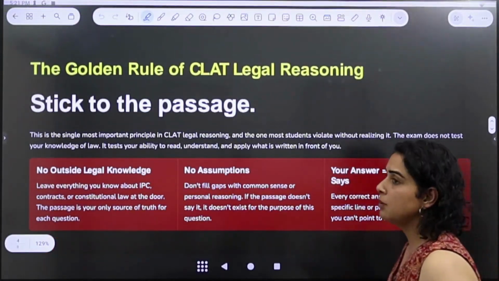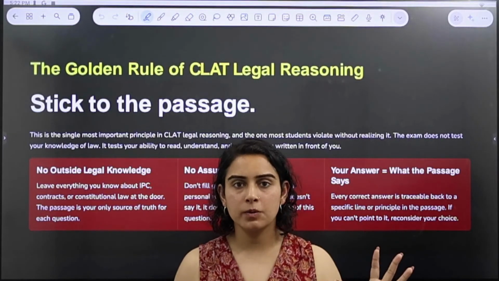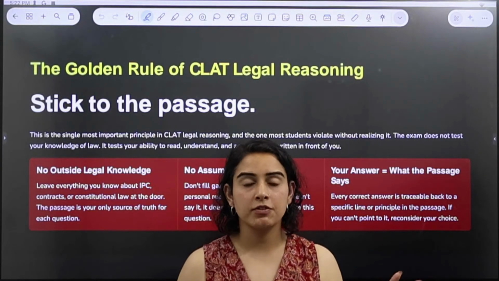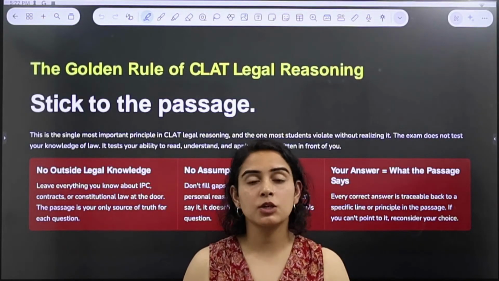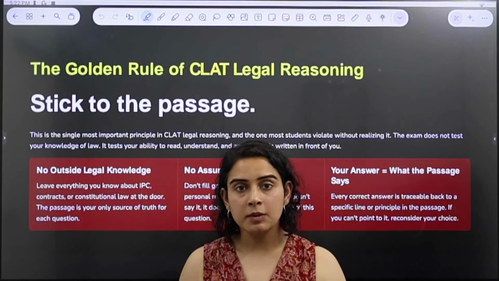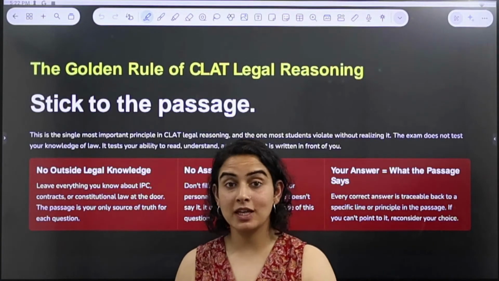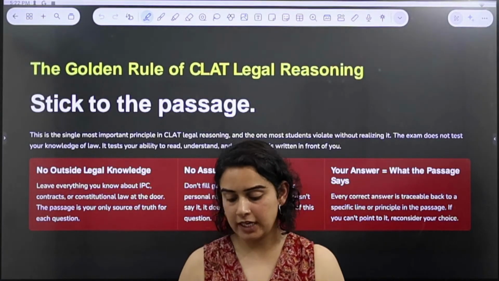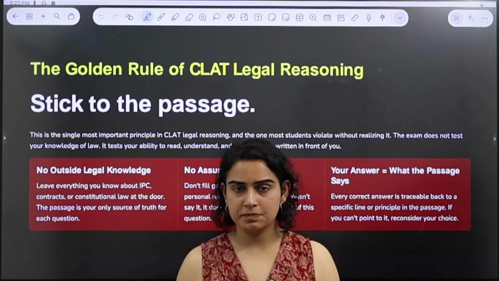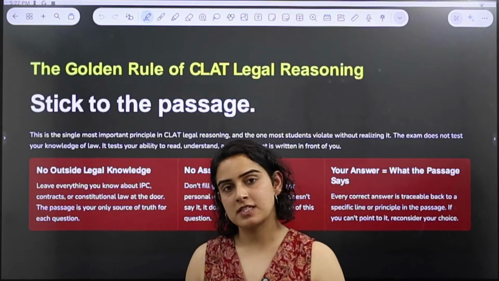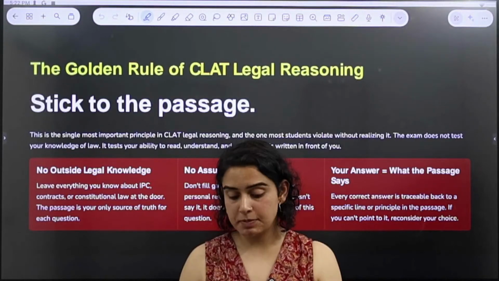So the first thing that I want to share with you is that no matter how learned you are, no matter how much information you have, no matter how well you have prepared, how well acquainted and familiar you are with all the laws, keep external knowledge out. You do not have to bring it to the exam, right? So CLAT is going to give you a specific passage. In every passage, a specific legal principle will be discussed.